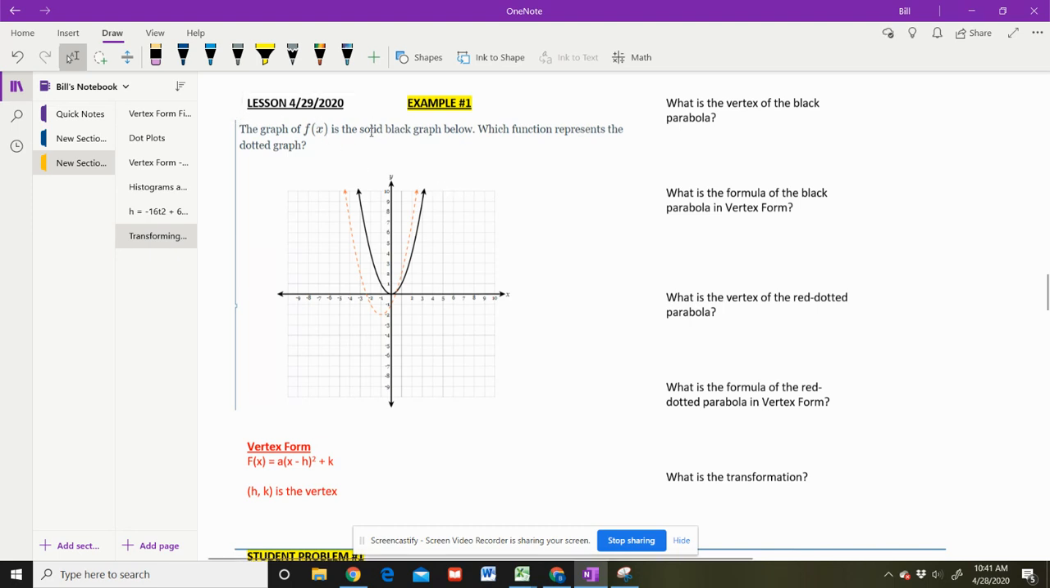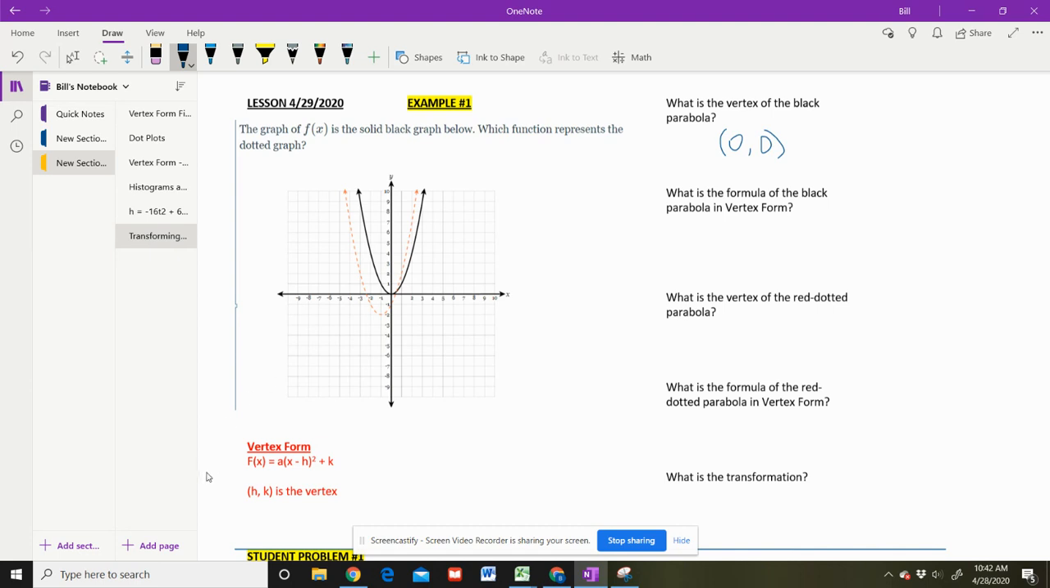The graph of f of x is the solid black graph below. Which function represents the dotted graph? If we look at this parabola, the first thing to figure out is what is the vertex. Our vertex is going to be 0, 0. That's our turnaround point, or our vertex. What is the formula of the black parabola in vertex form? It's at 0, 0.